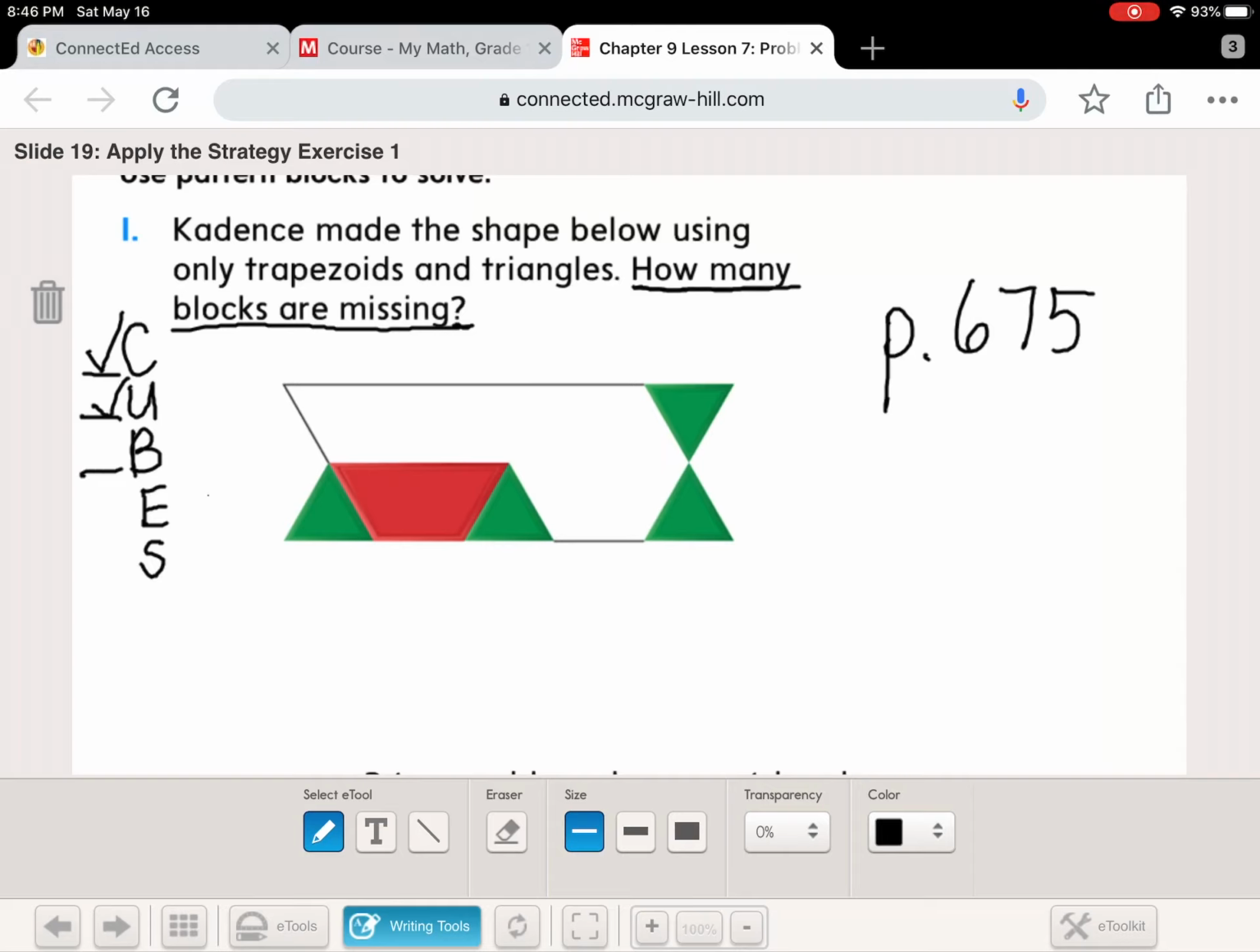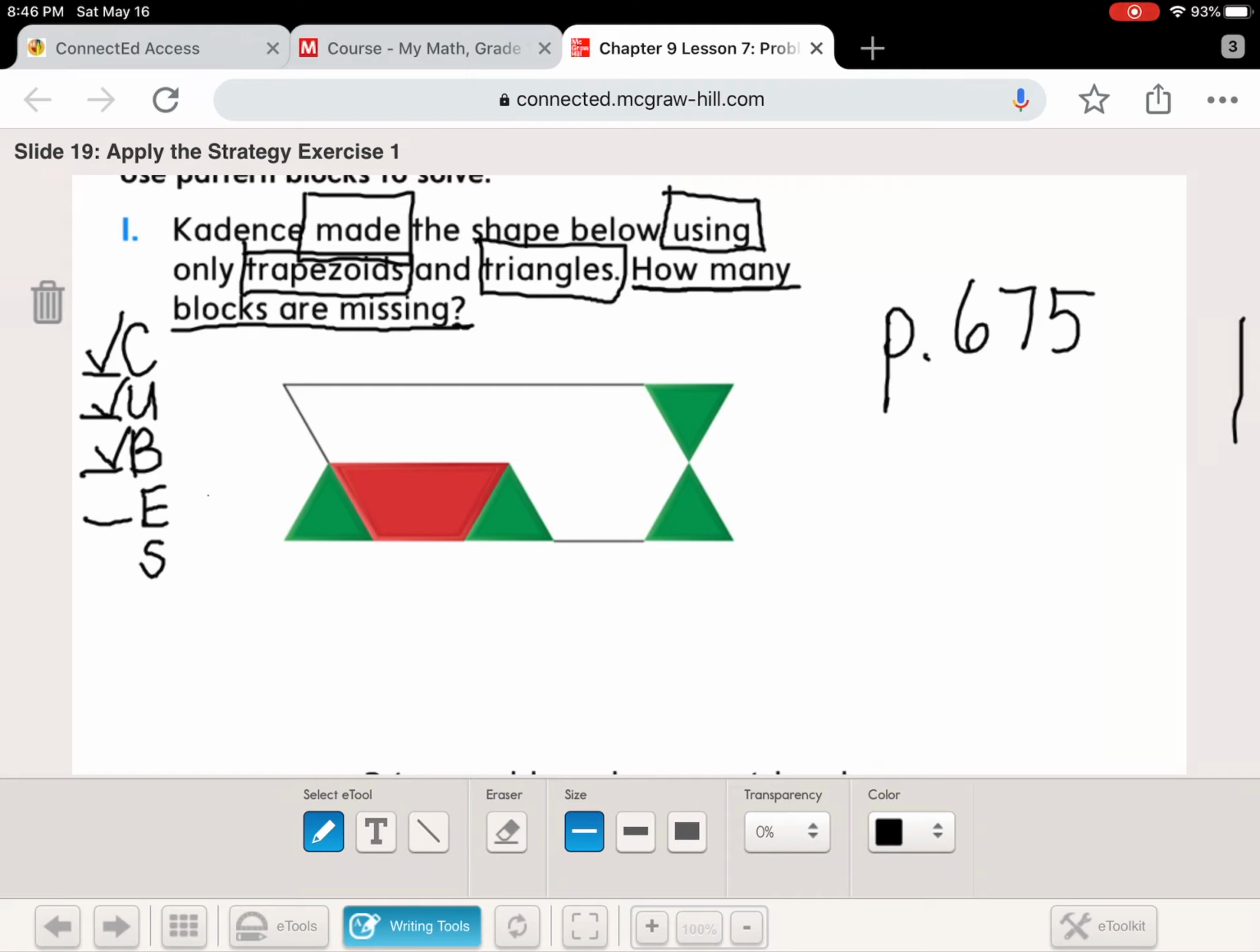And next we're going to box the action words. So what did Cadence do again? Cadence made. So let's put a box around the word made. She made the shape below using only trapezoids and triangles. Are there any other action words? Yeah, she was using certain shapes. Now, are there any hint words? She used trapezoids, that's a hint word, and she used triangles. Those are hint words. They're not action words, but they are hinting at what we're doing. Okay, let's check off B for box.